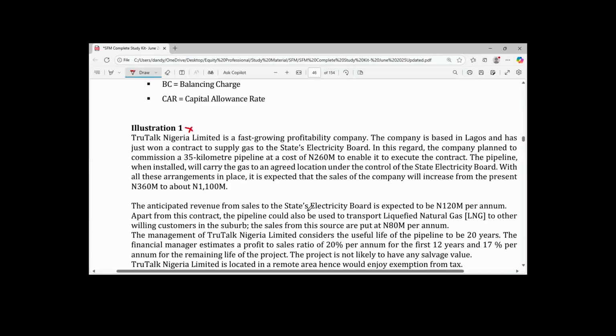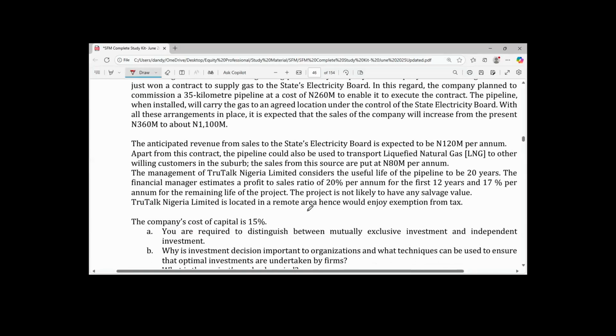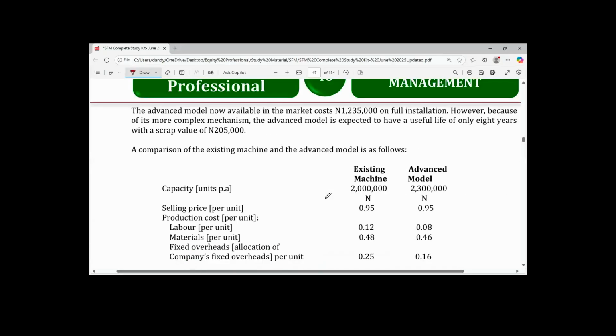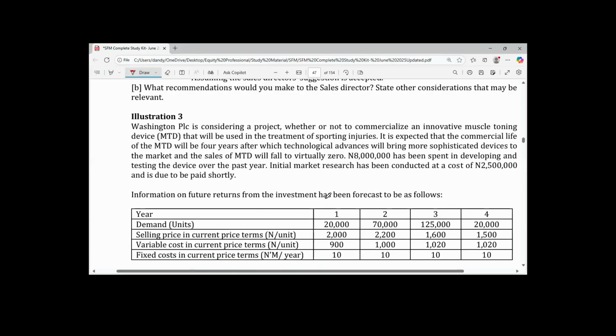I would have loved to solve illustration number 1 because it looks very simple, but the examiner hid some things. Let me see. Let's start with illustration number 3. I don't want to solve more than 4 illustrations because of time, so we'll do illustration number 3.